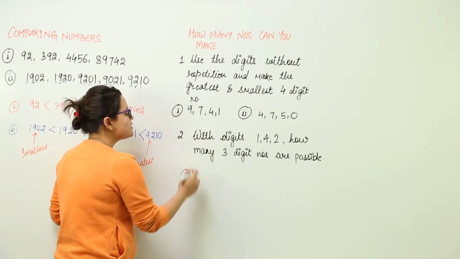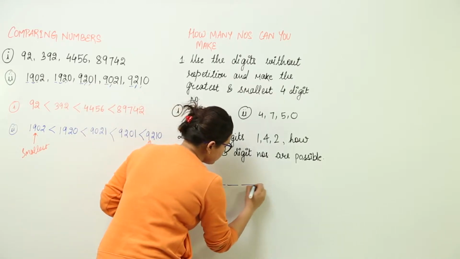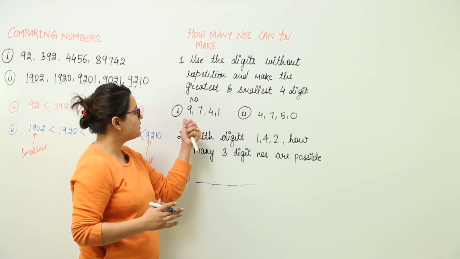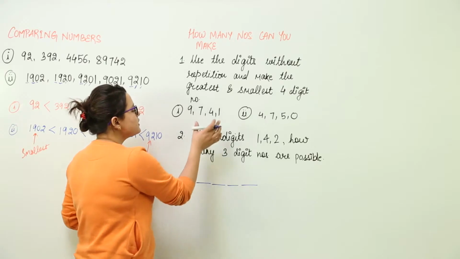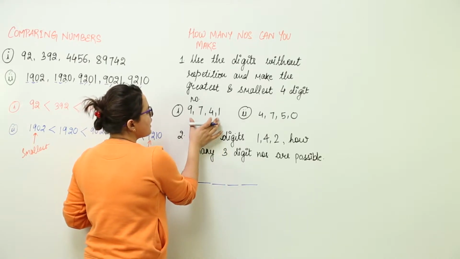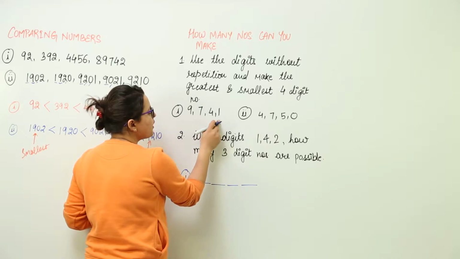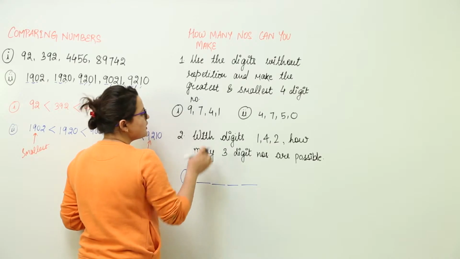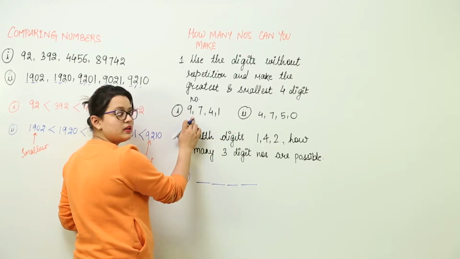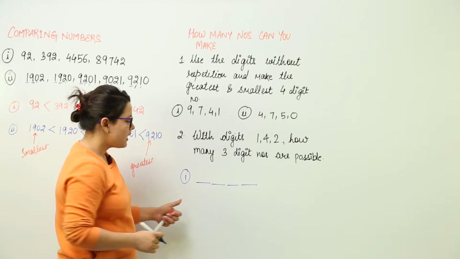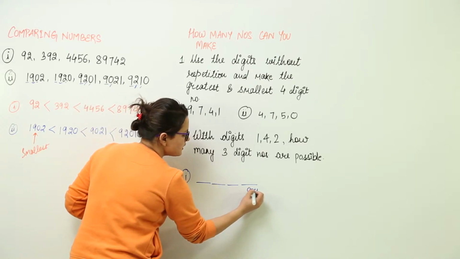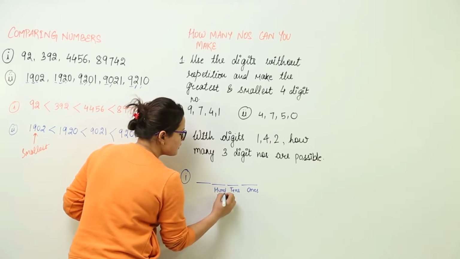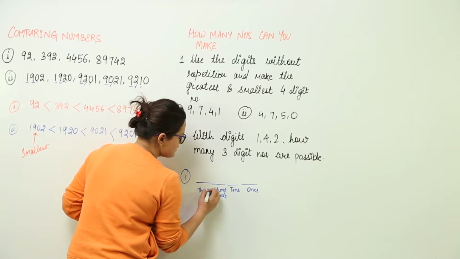So for this we shall start by making 4 dashes. Now we want to make the largest number possible with these 4 digits. So these 4 digits are 9, 7, 4, 1. Now if you want to make the largest 4-digit number, it will have the largest value on the largest place, and the largest place is, let's write down the places first: ones, tens, hundreds, thousands, right?